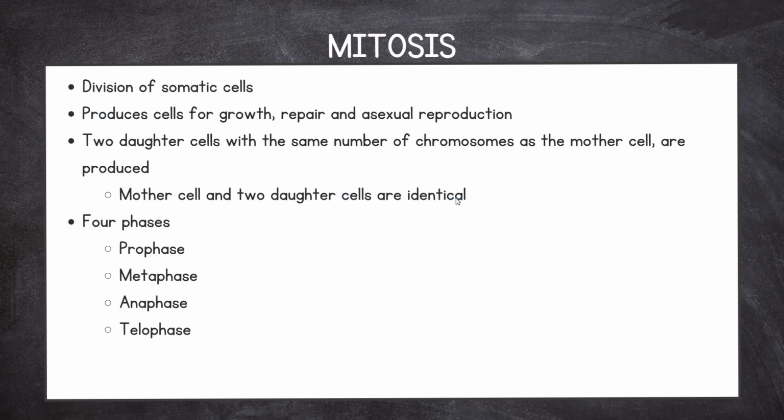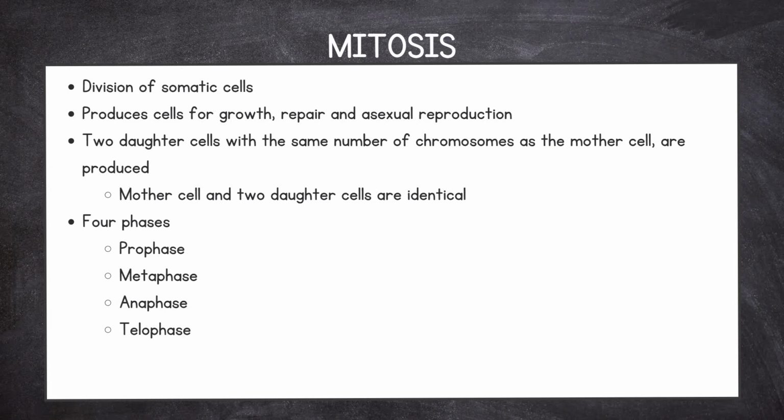So let's look at what mitosis is. Mitosis is the division of somatic cells, and it produces cells for growth, repair, and asexual reproduction. So it's very important that you note here that it's not for sex cells, it is to produce cells for growth, repair, and asexual reproduction. So producing normal somatic cells. Two daughter cells with the same number of chromosomes as the mother cell are produced, and the mother cell and two daughter cells are identical.